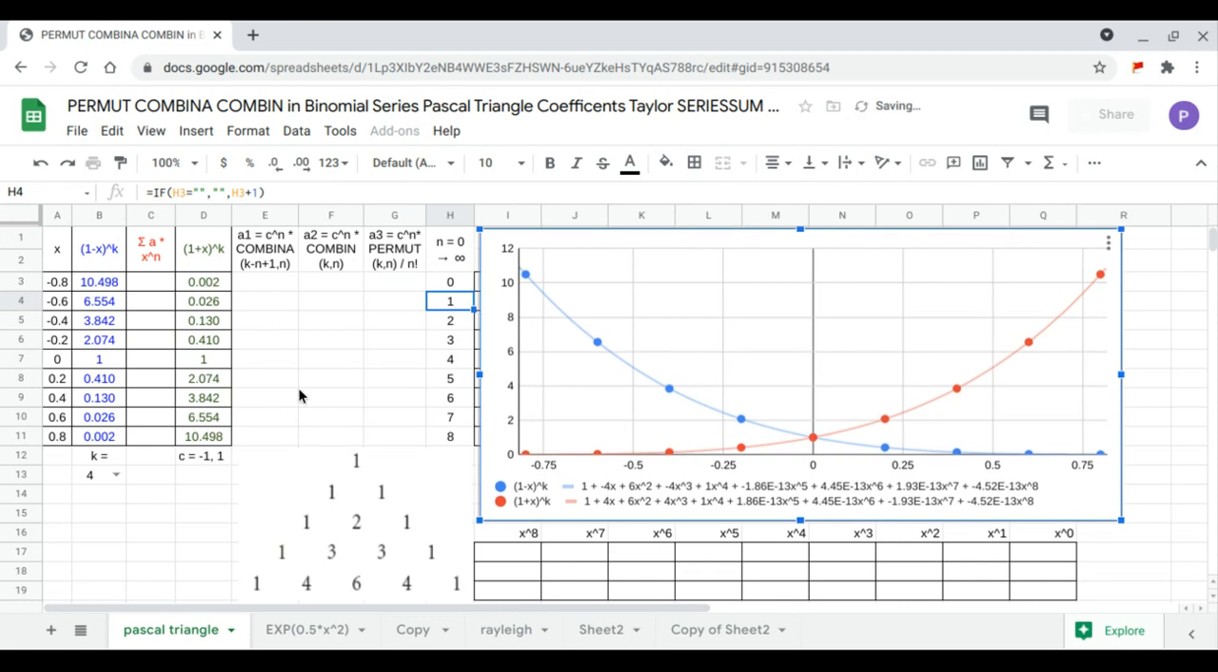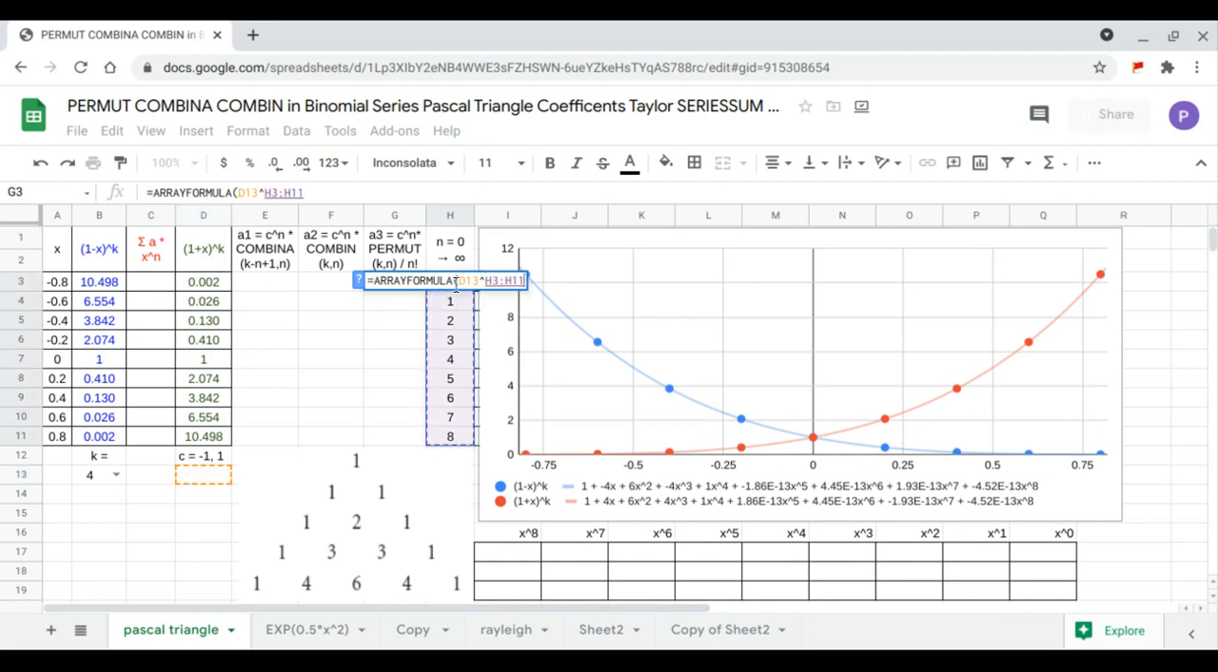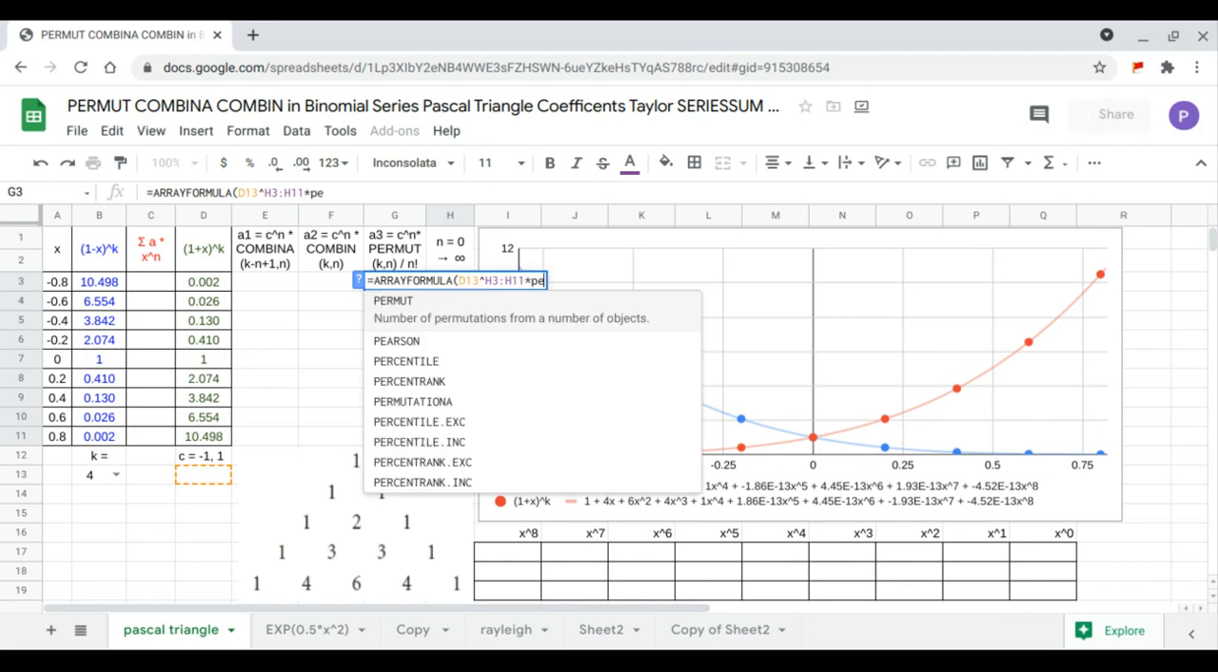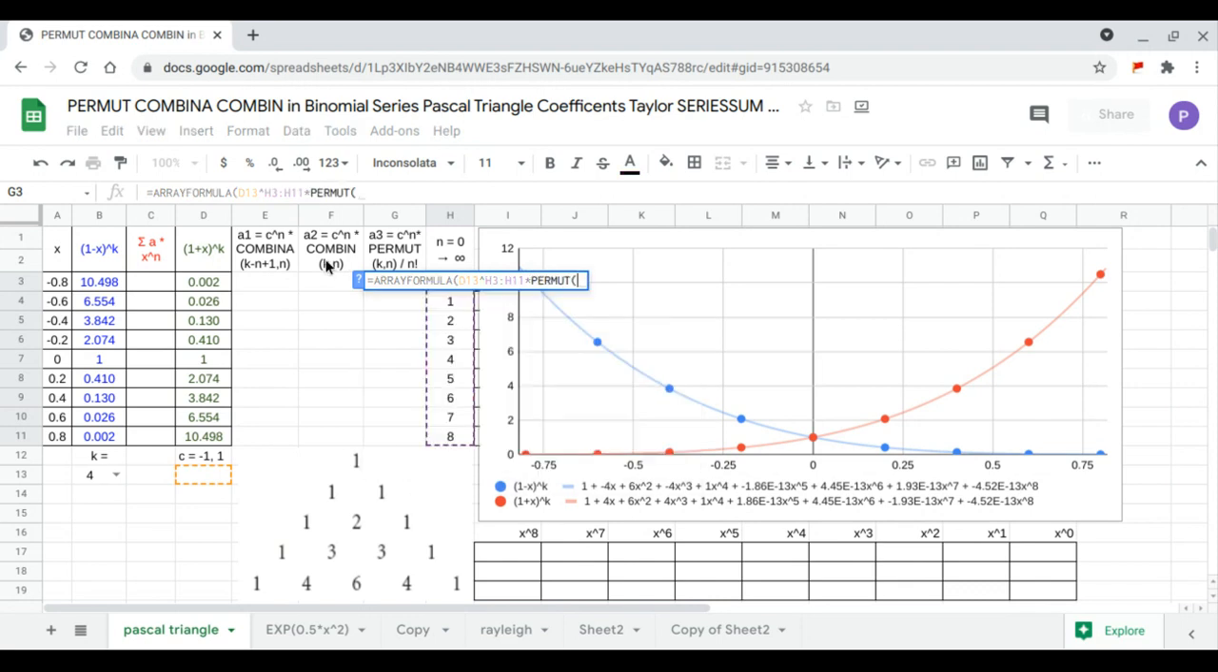And we now continue with the coefficient permute. So this is equal to array formula c to the power n. So c, we have no value of c here yet, raised to the power n times permute k comma n. That's the permute. That's the numerator. Now the denominator divided by factorial n. So factorial n.